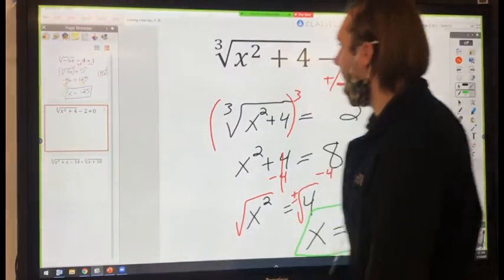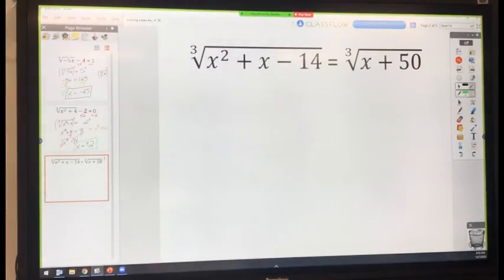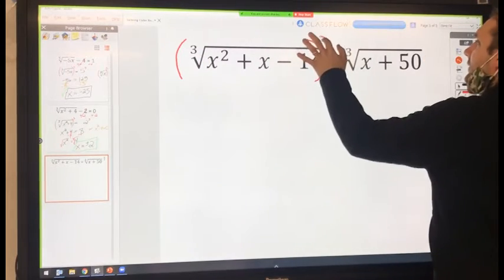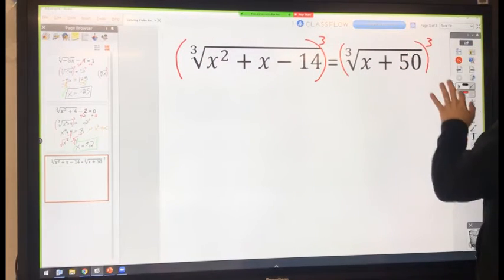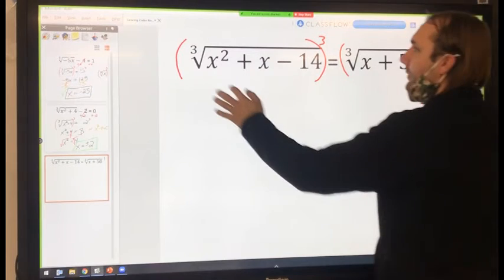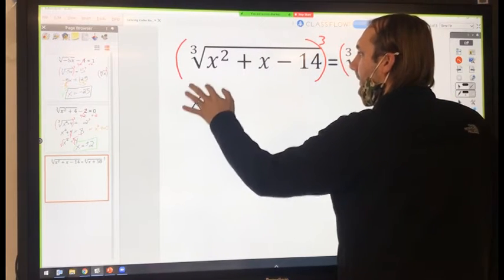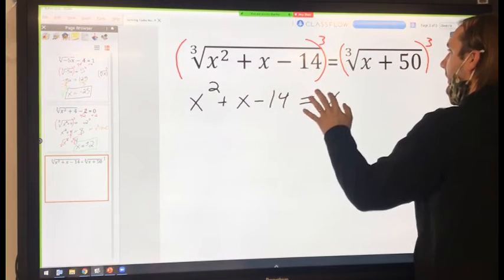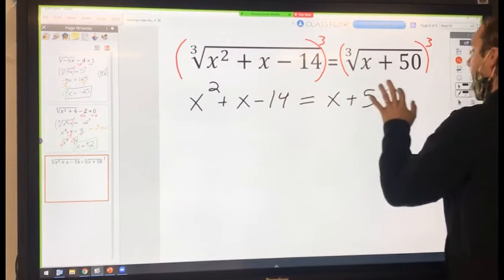All right, last type of problem. I have double cube roots. The strategy stays the same, right? Cube both sides. And just like last week, we kill two birds with one stone. Both of these cubes are gone. I get x squared plus x minus 14 equals x plus 50.